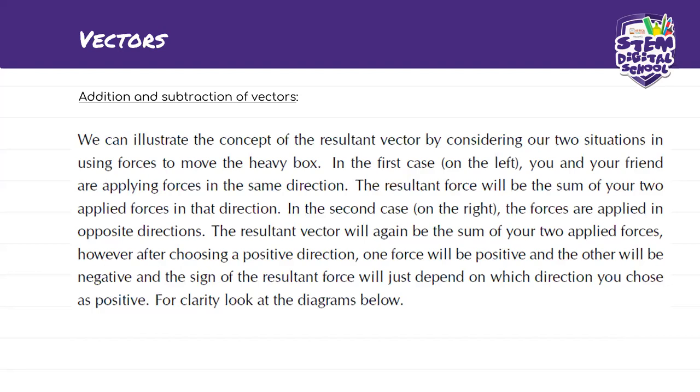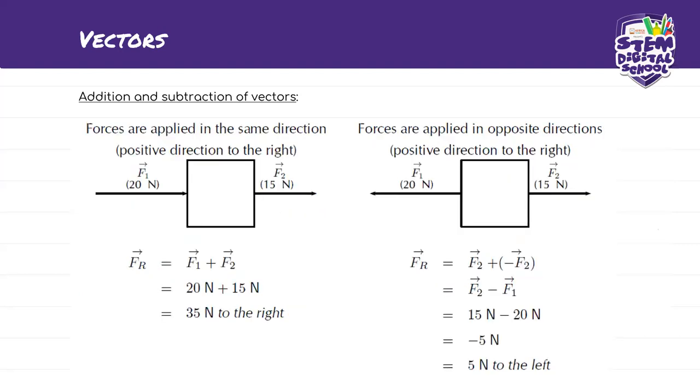However, after choosing a positive direction, one force will be positive and the other will be negative. So the sign of the resultant force will just depend on which direction you chose as positive. So I told you guys, it's always up to you to choose which direction is positive. And you can choose any one of them to be positive or negative.